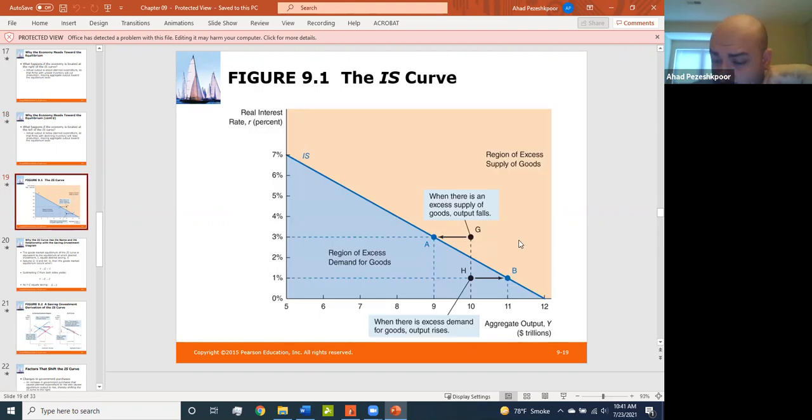When you're on the right side, this means that your actual output, the x-axis, is bigger than what's demanded by the economy. So when you're on the right side, you will cut back on production. People won't buy that many goods. Your output would go down if you keep the interest rate constant. Your output would go down.